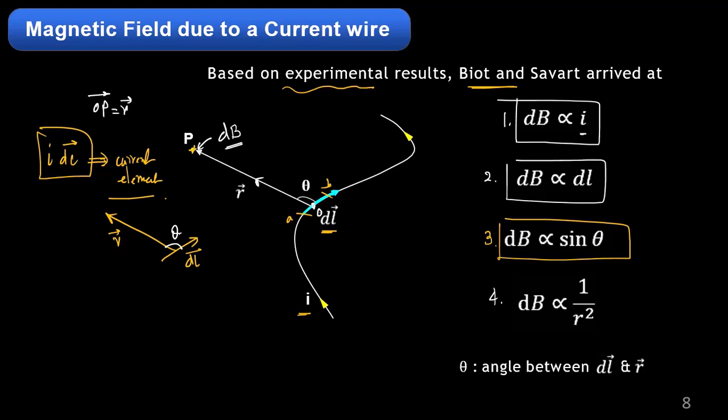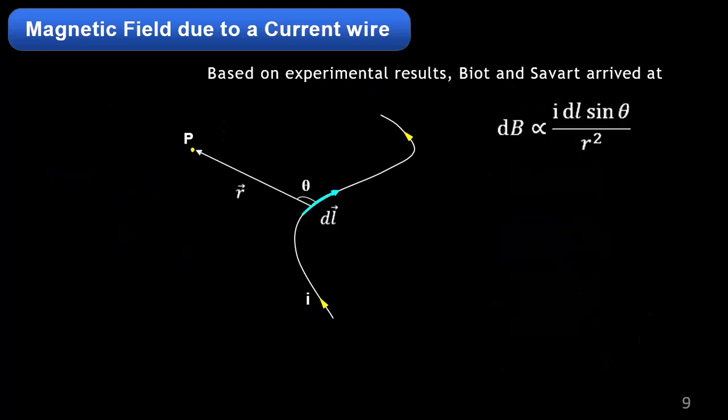And the fourth observation is that dB is also inversely proportional to r squared. What is r? It is the magnitude of the vector OP, the distance of the point P from the point O. If the point P is closer to the wire, then the magnetic field is going to increase. That's why it's called inverse proportion. If the point P is away from the wire, then the magnetic field strength will be reduced. So these are the four important observations made by Biot and Savart, two scientists. Now we combine all these four together.